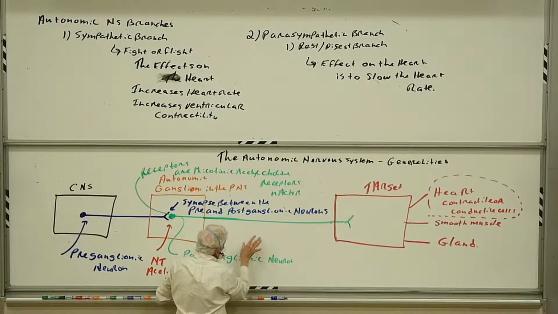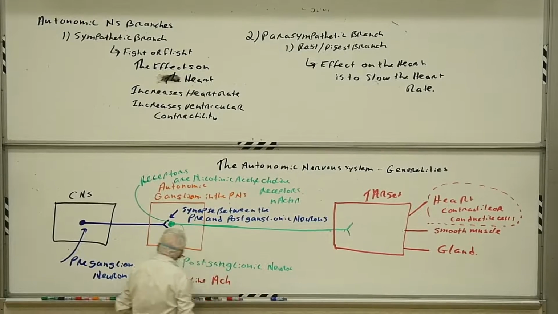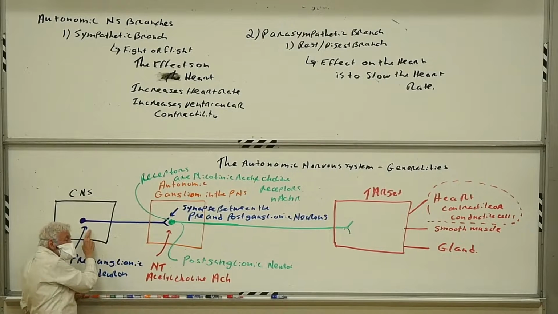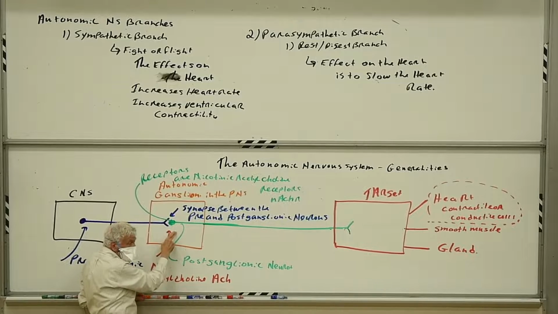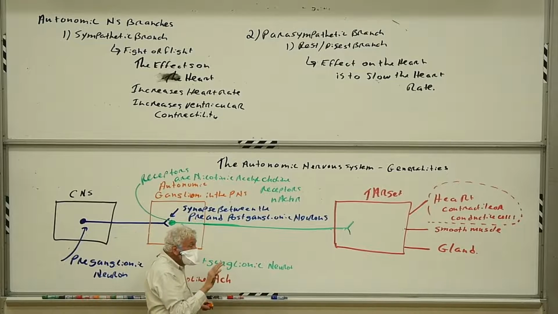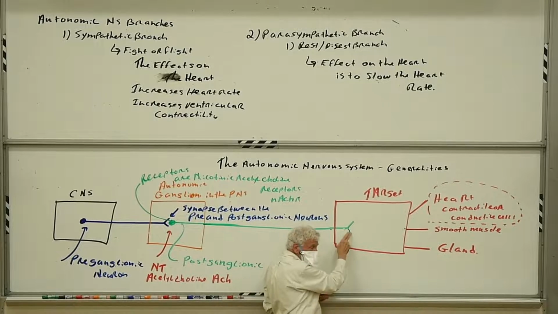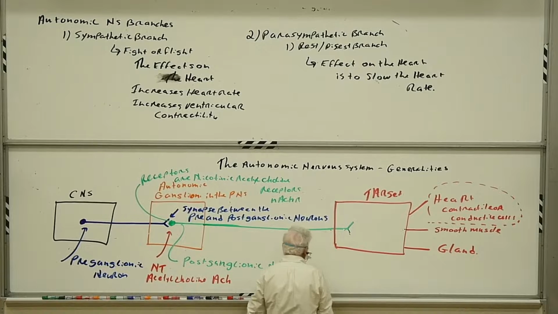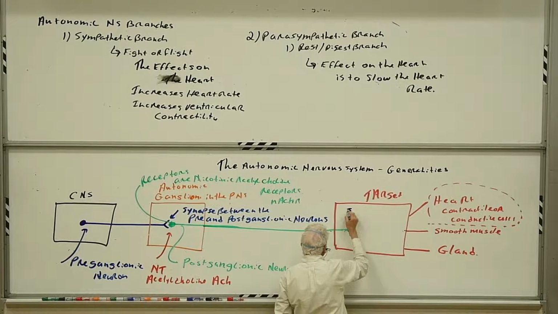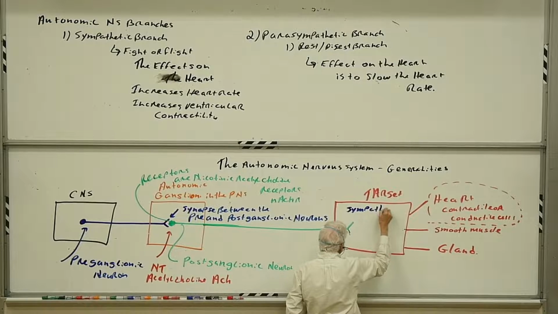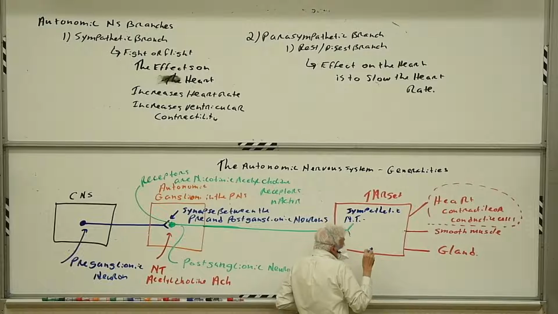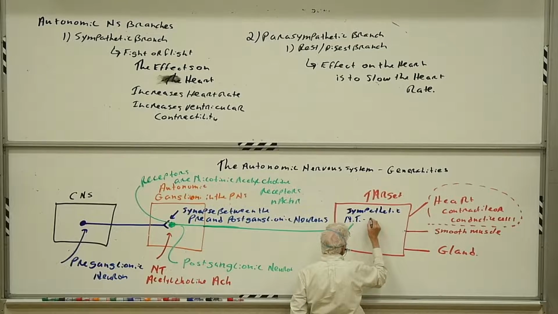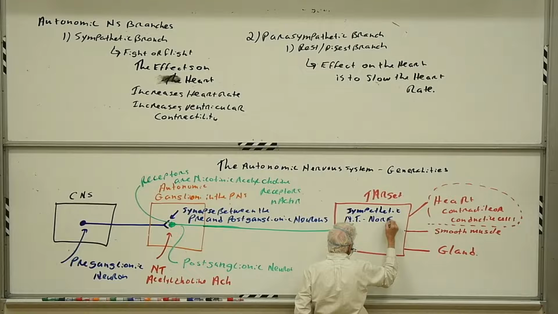If we come back to this image, it doesn't matter whether we're talking about the sympathetic or parasympathetic branches, the pre to post ganglionic synapse is going to use the neurotransmitter acetylcholine. Where we begin to get into differences is out here at the target. The difference becomes that the sympathetic neurotransmitter, there are some exceptions, but typically the sympathetic neurotransmitter is norepinephrine.